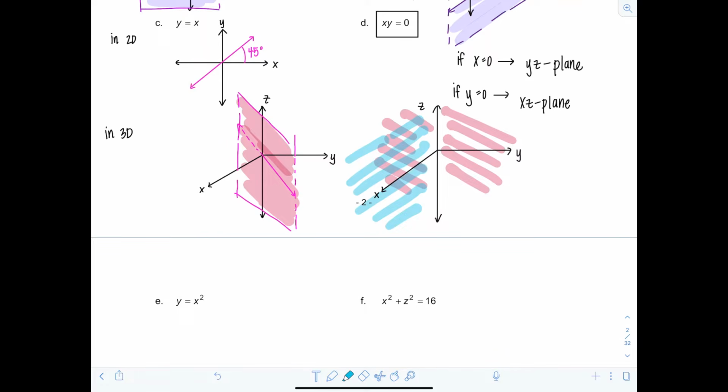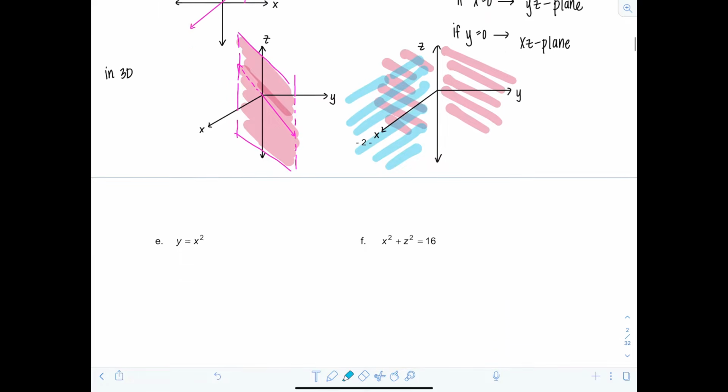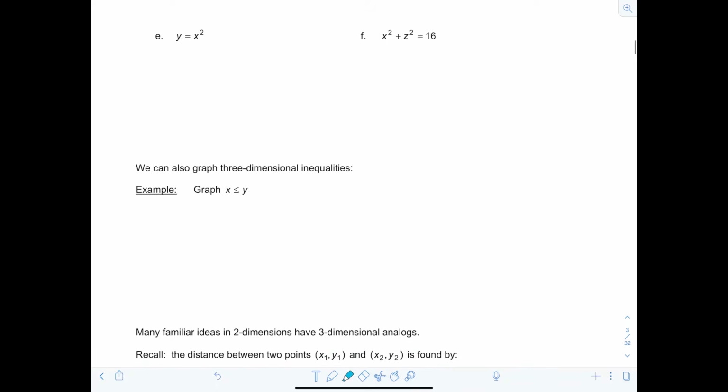Now let's look at a few more interesting graphs. We have y is equal to x squared. So if you'll recall in 2D, what is this the graph of? Y equals x squared. Hopefully you know. It's your good friend the parabola, right? Okay, so it's a parabola whose vertex is at 0, 0. It opens upward. I'm just going to put a rough little sketch there.